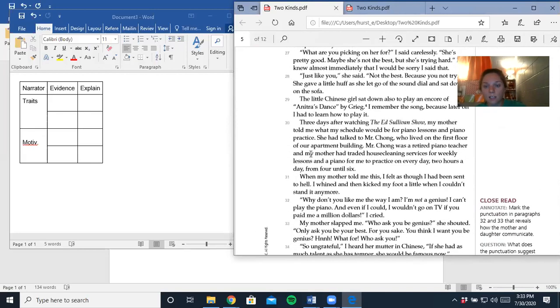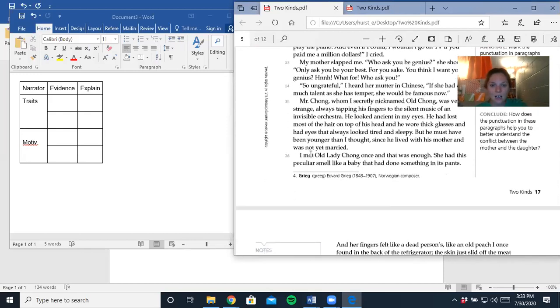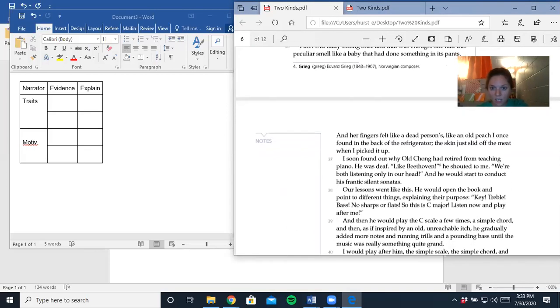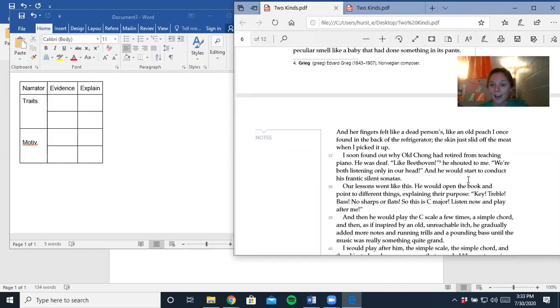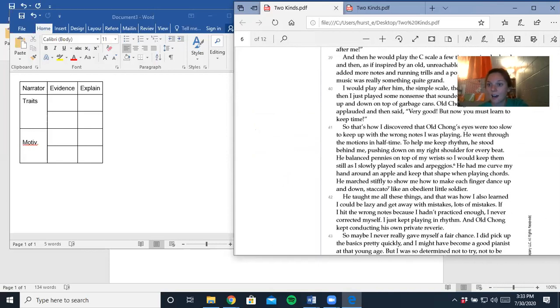So this part is where she is watching the little girl on TV play the piano. And then, okay, so now she's met Mr. Chong. She finds out he's deaf, and so he can't actually hear. And she starts to notice that he doesn't actually know what she's playing. So in paragraph 42, it says, if I hit the wrong notes because I hadn't practiced enough, I never corrected myself. I just kept playing in rhythm, and old Chong kept conducting his own private reverie.